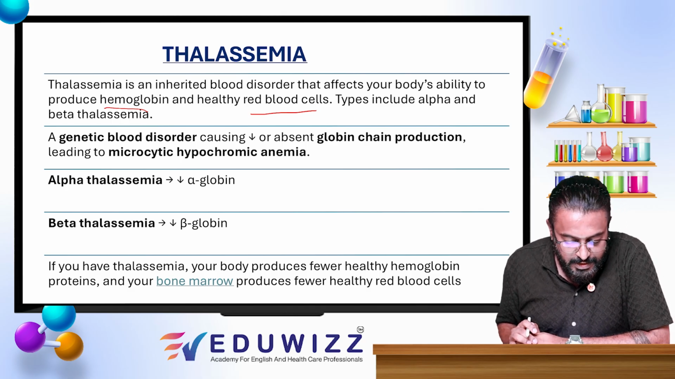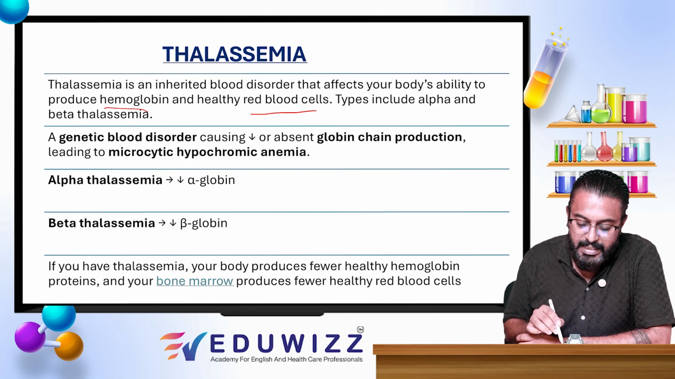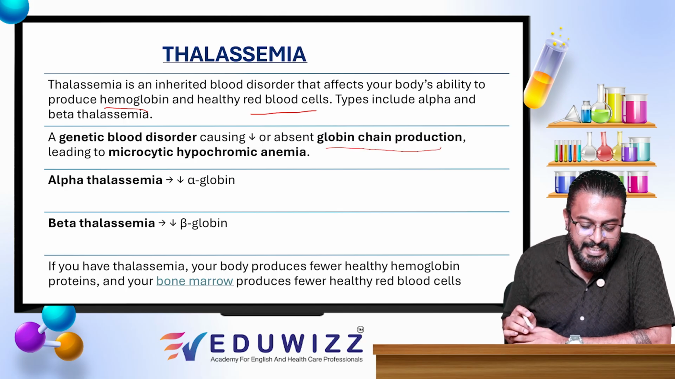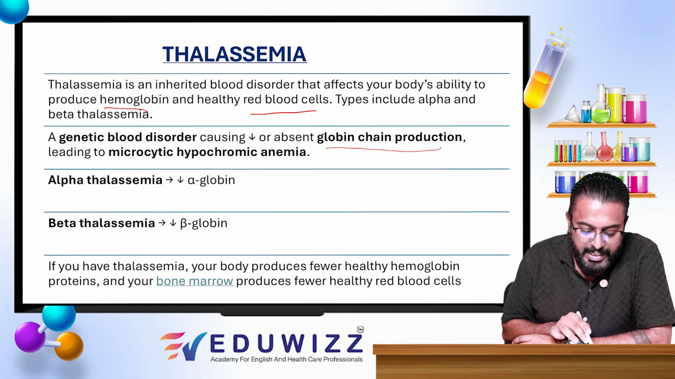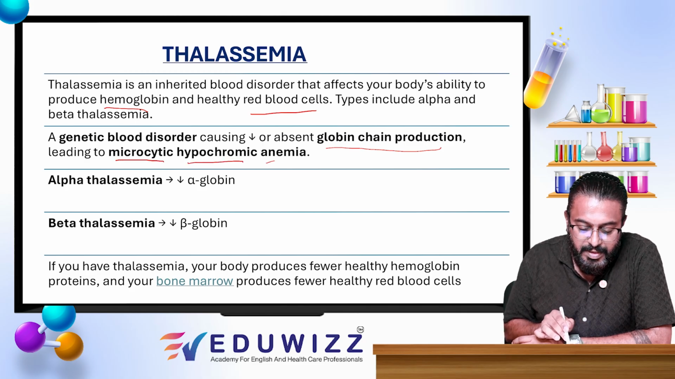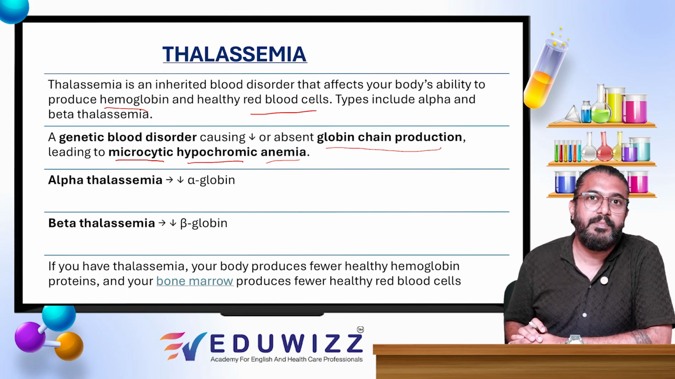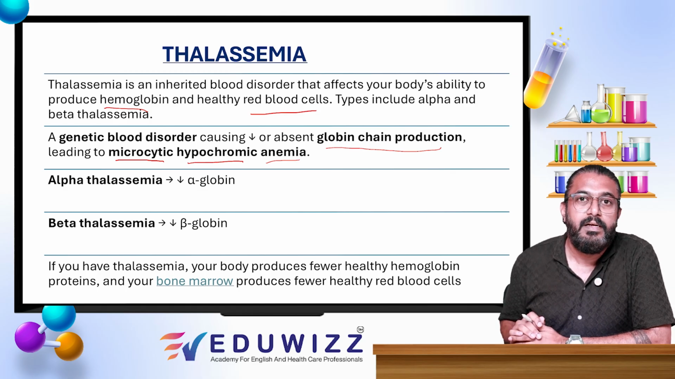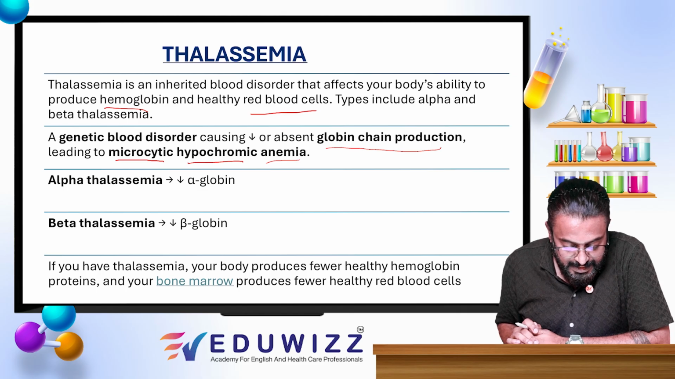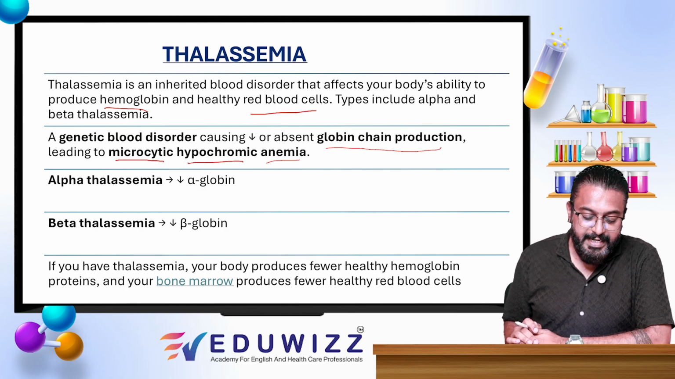It's a genetic blood disorder causing decreased or absent globin chain production, leading to microcytic hypochromic anemia. Microcytic means decreased cell size. Hypochromic means decreased pigmentation of RBCs. That is microcytic hypochromic anemia.